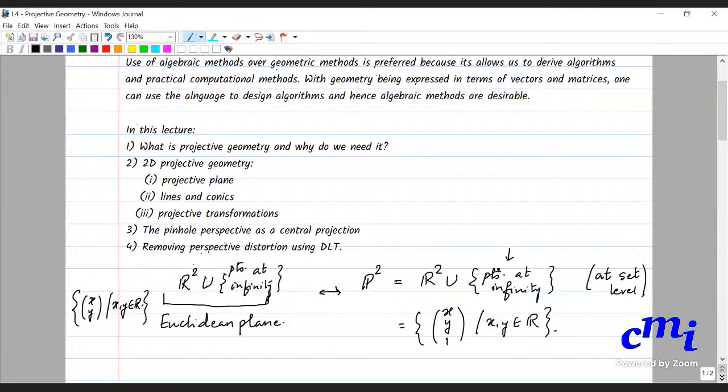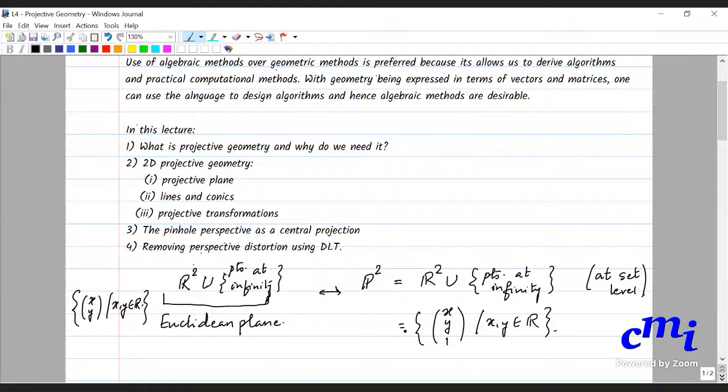That is the main output for us: these points will no longer be treated separately as they are done in Euclidean geometry. These points will now be treated as normal points, and you can deal with them normally using matrices as you would deal with the others. So that is the upshot of the whole thing for us.